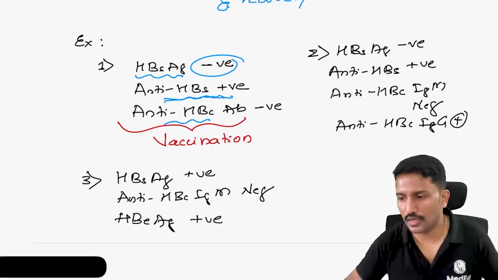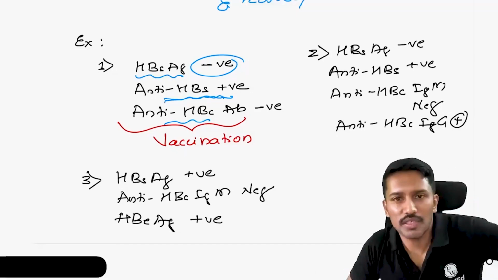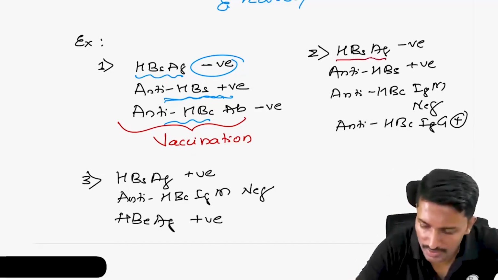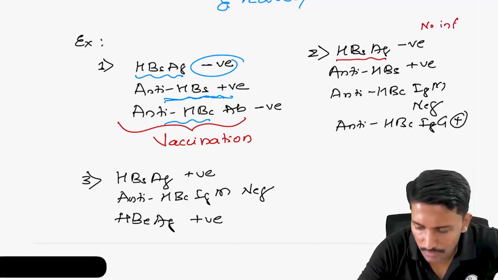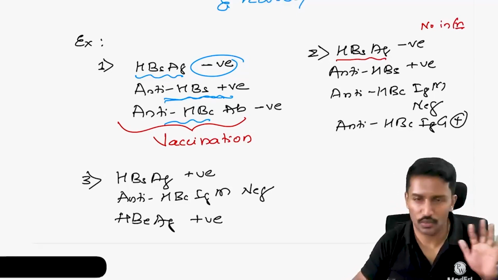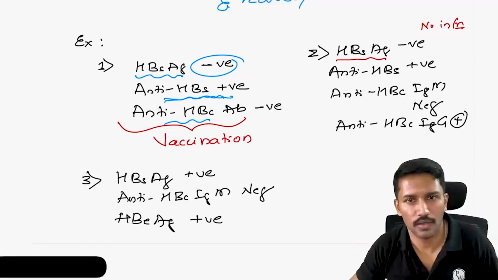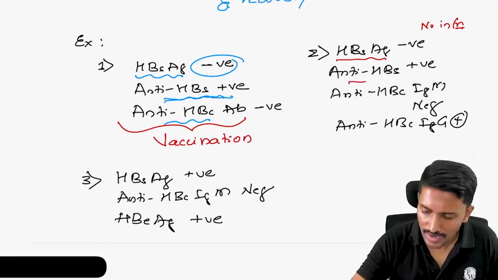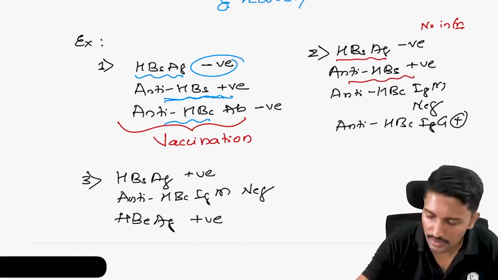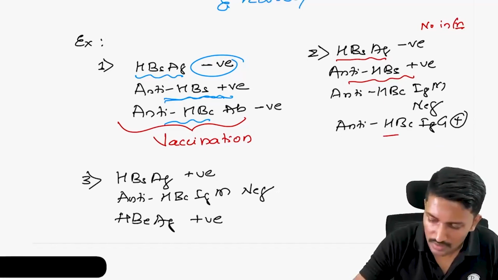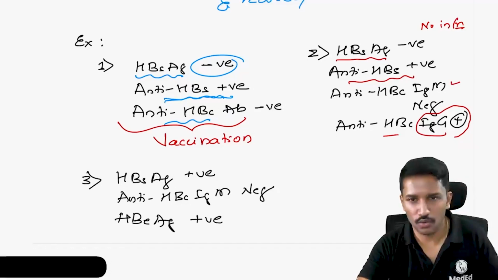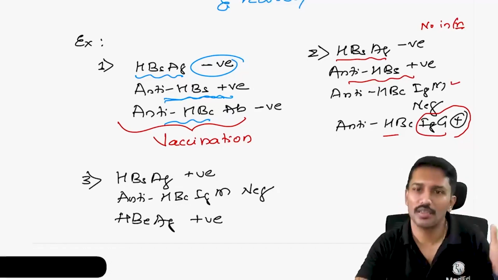Anybody commenting about the second scenario? HBsAg negative, anti-HBs positive. See, when I say HBsAg negative, that means there is no current infection. The best evidence of current infection is HBsAg positivity. So currently there is no infection, right? But he has anti-HBs positive. Okay. And when I look at his anti-HBc, IgG is positive, right? Anti-HBc IgM positive means acute or recent infection. IgG positive means past infection.